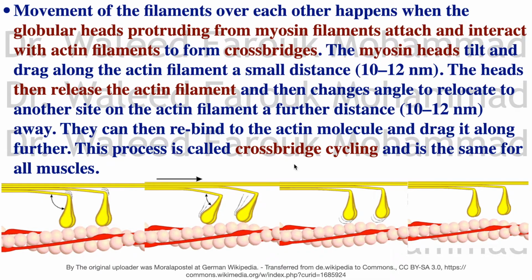Now, movement of the filaments over each other happens because the myosin, the thick filament, has an arm, a neck, and a globular head. This globular head attaches itself to the molecule of actin at certain sites, and pulls it, slides it over for a distance, and then it gets released and then repeats the attachment again to glide the actin molecule for another distance.